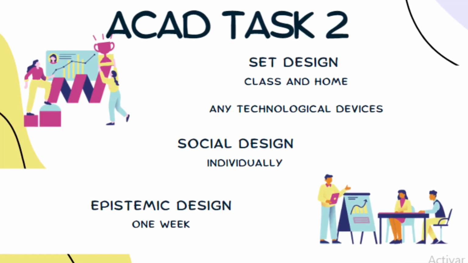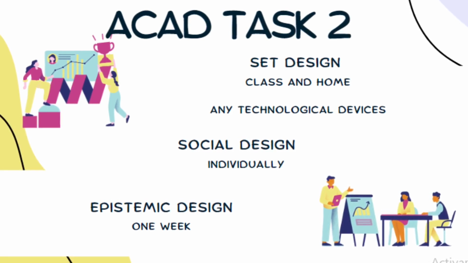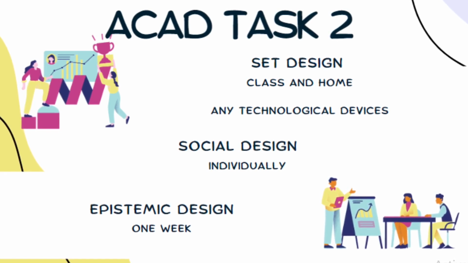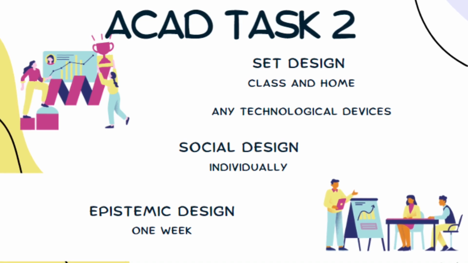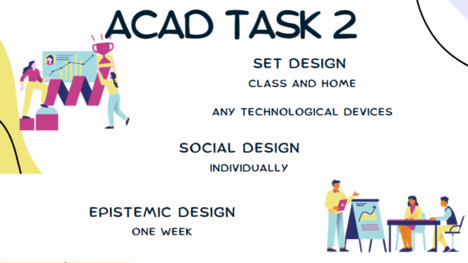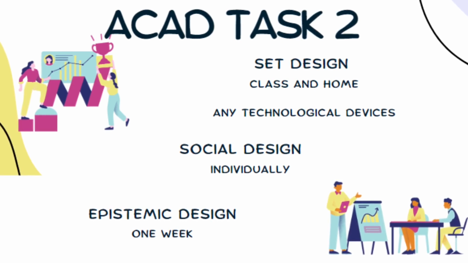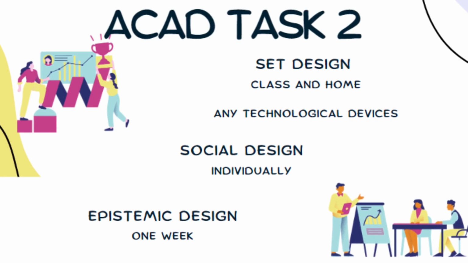Now for the second task, firstly we have the ACAD framework. For the set design, the activity will be started in the classroom in the computer room and finished at home. Regarding the social design, it will be done individually, giving each student more freedom to do creative projects. And for the epistemic design, the students will have 1 week for finishing the whole task, since it requires some time to think and work on it.